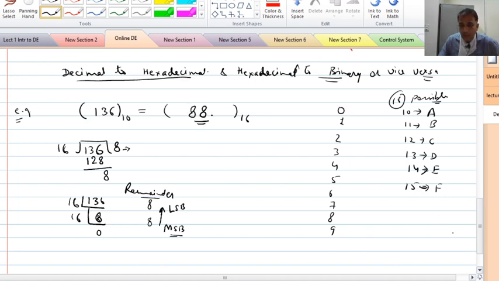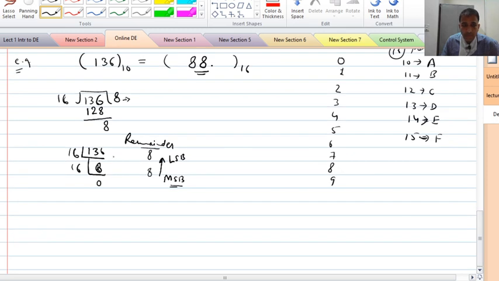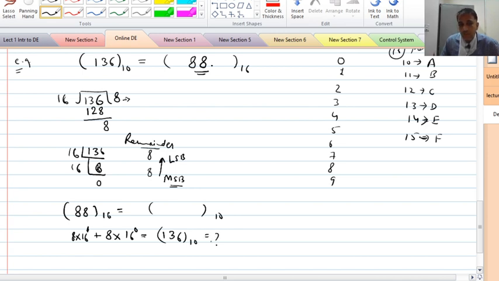And oppositely, if we write 88 in its equivalent decimal value, then we have to solve it like this: 8 multiplied by 16 raised to power 0 plus 8 multiplied by 16 raised to power 1, and that will give you 136 in equivalent decimal. Okay.